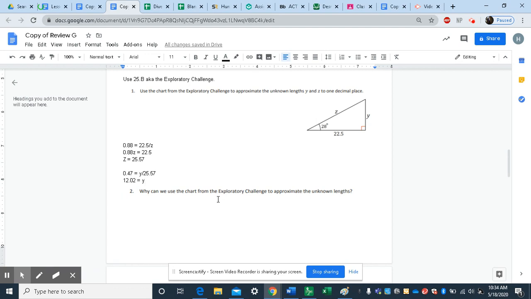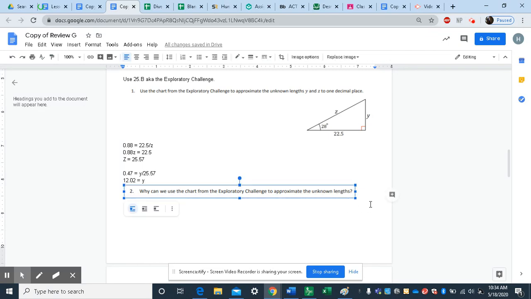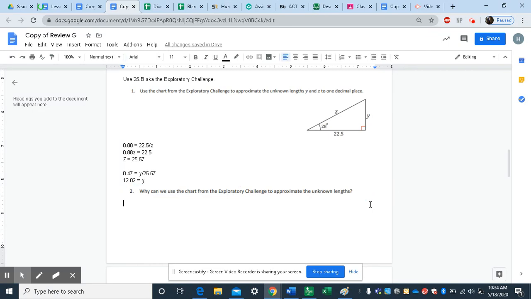And then why can we use the chart from the exploratory challenge, what they call the exploratory challenge? Well, I made as the 25B. Why can we use that chart to approximate the unknown lengths? Because they share the same angle measurements, which means they are proportional.